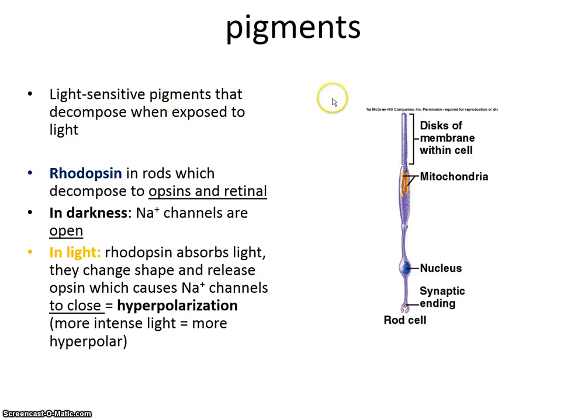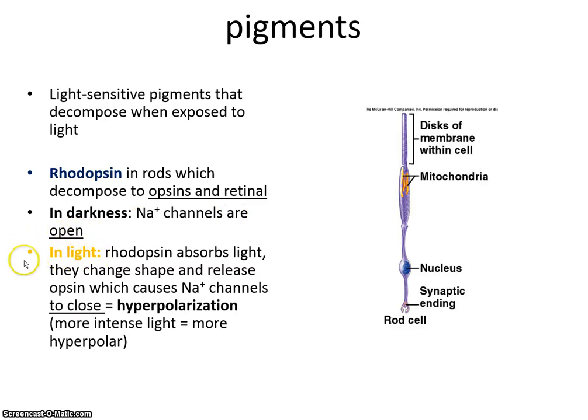So here again, a change has to occur. Rhodopsin in the rods decomposes to opsin and retinal. And so this is why we need vitamin A. It helps us construct this pigment known as retinal. We need vitamin A for other things too, but this is one of the reasons we need it. In darkness, it turns out sodium channels are open.